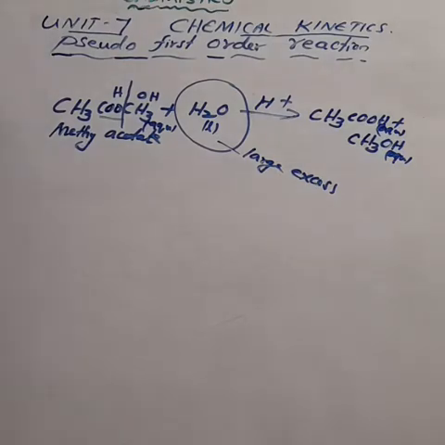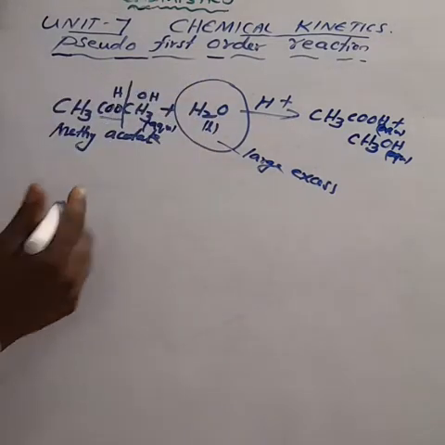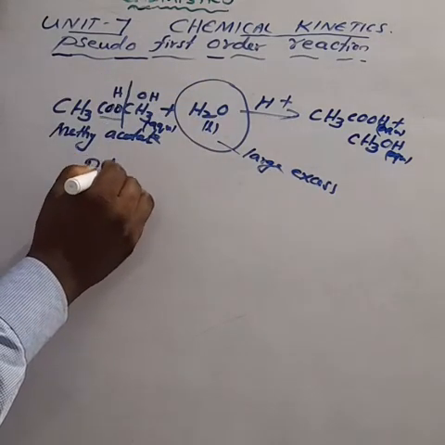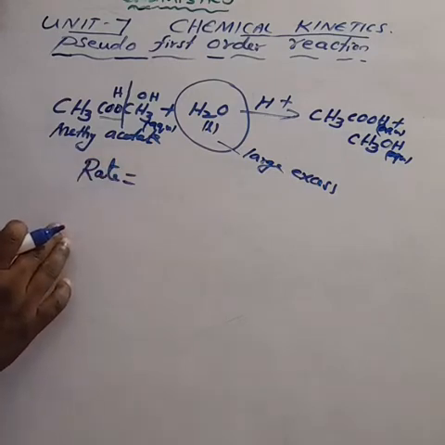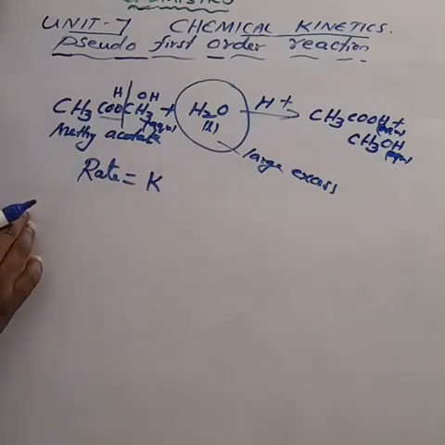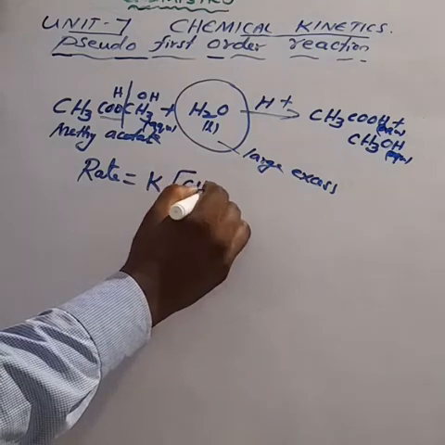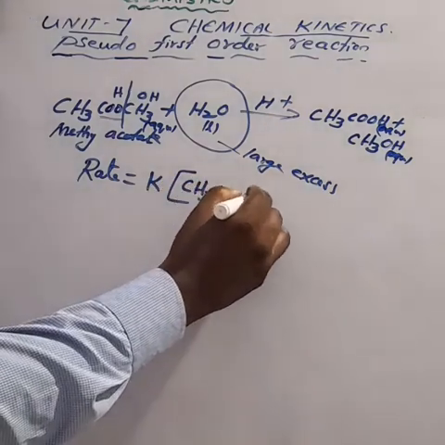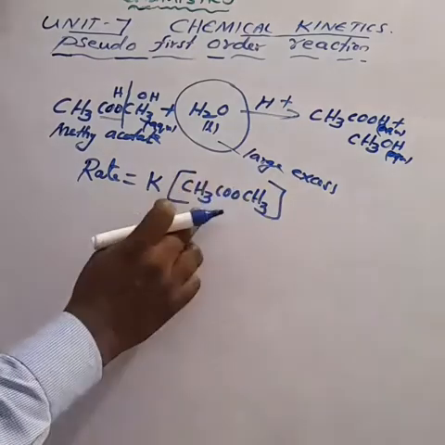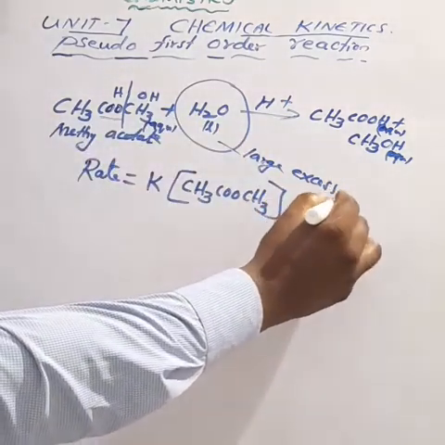Next, how can you write the equation part? We have to write the rate. Rate is equal to, here the K constant, you have to write the K constant, K. Then concentration of methyl acetate, CH3COOCH3, methyl acetate, and concentration of water.